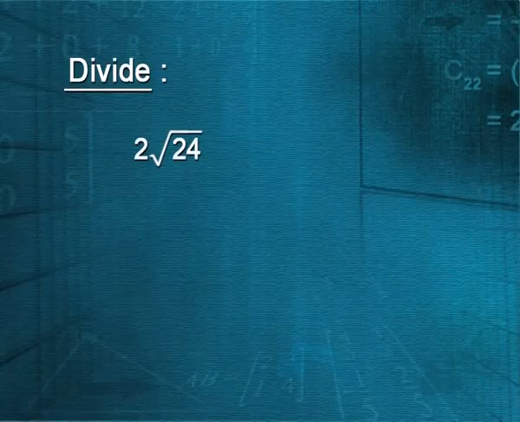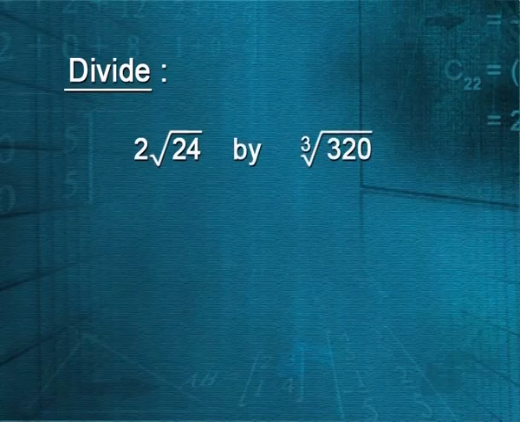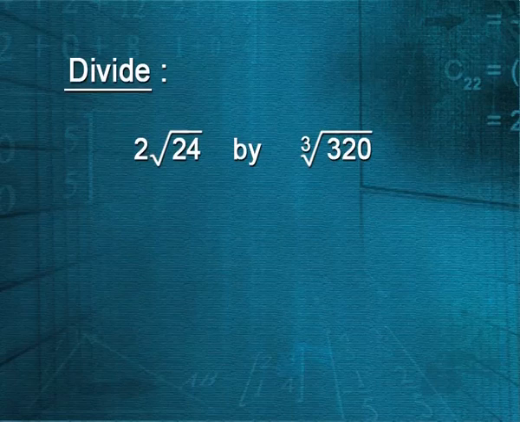Let us see one example on division also. Divide 2 root 24 by cube root of 320. Here we have two surds. In root 24, the order of the surd is 2, and in cube root of 320, the order of the surd is 3. So, before we divide these two numbers, we will have to change their order.